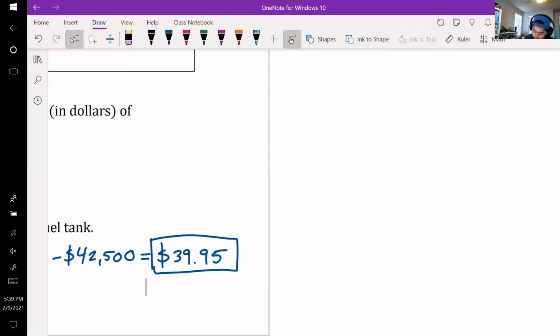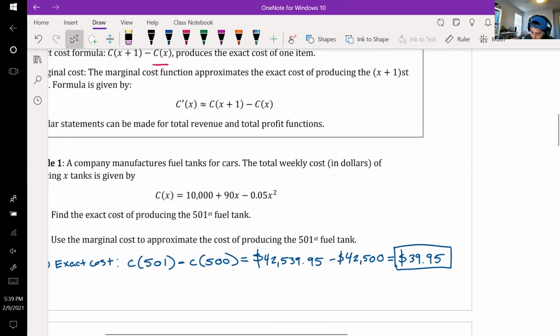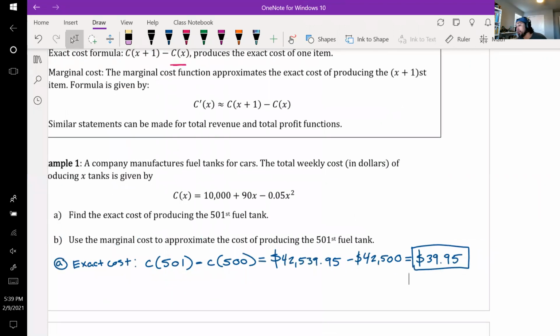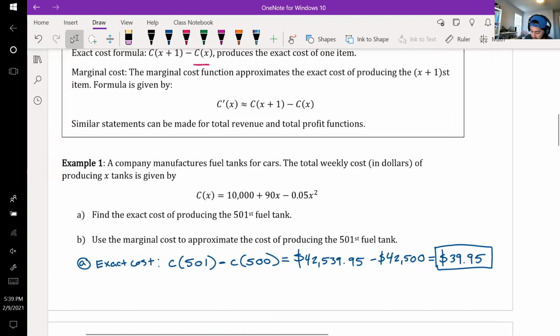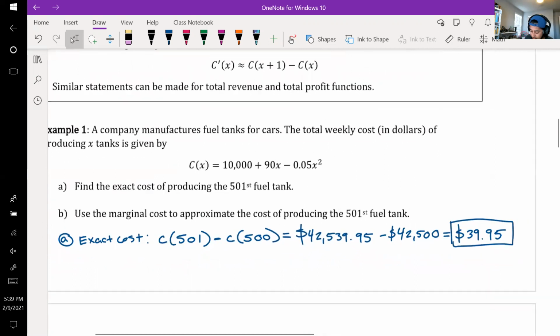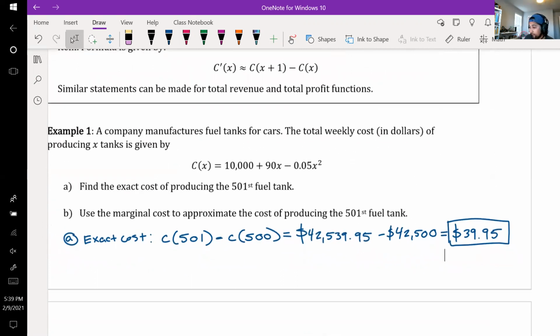Sorry. So that would be the exact cost of the 501st fuel tank. Any questions on that? No. Okay. So just to make sure, we just always go one less. That's it. Just one less.